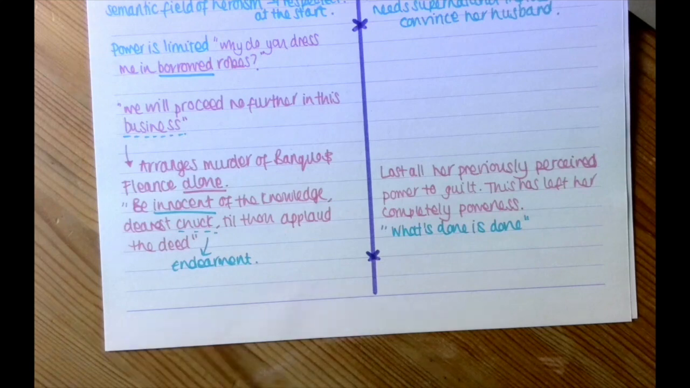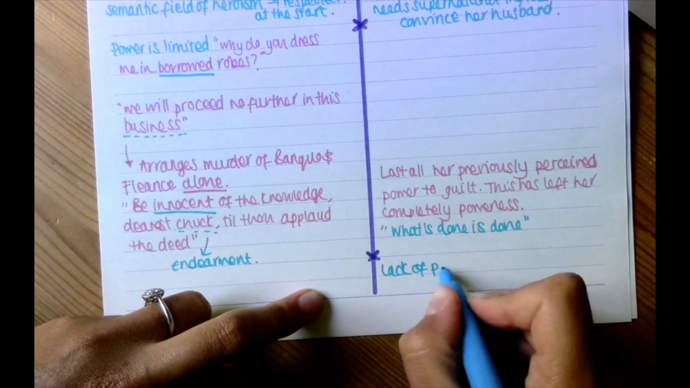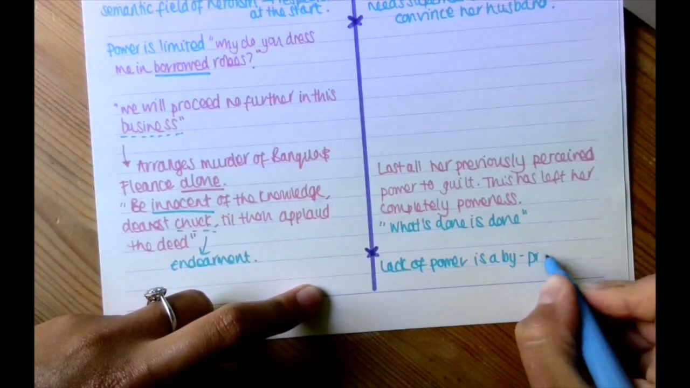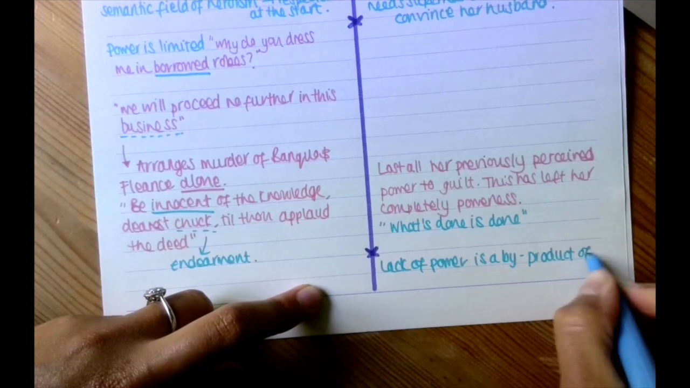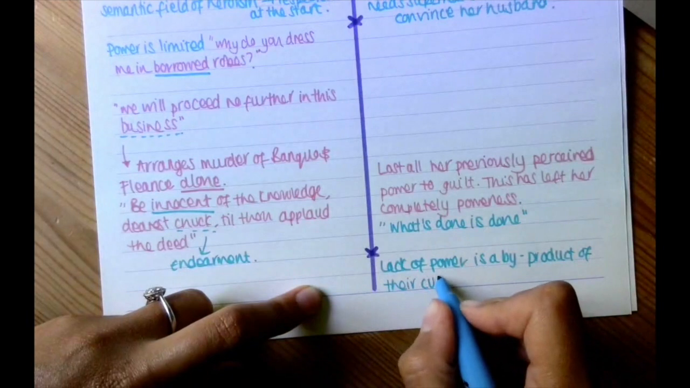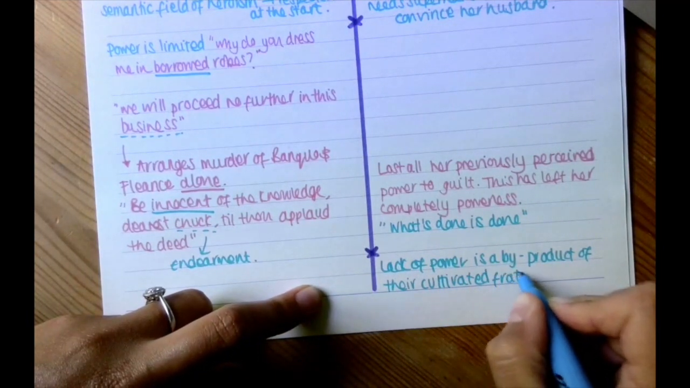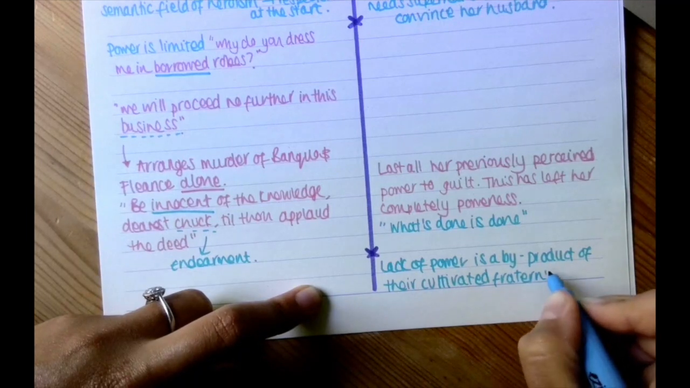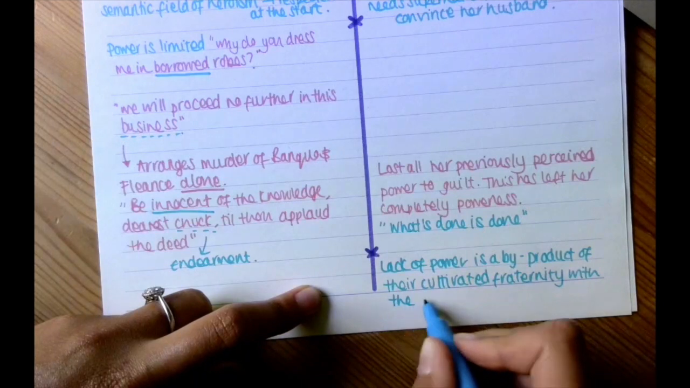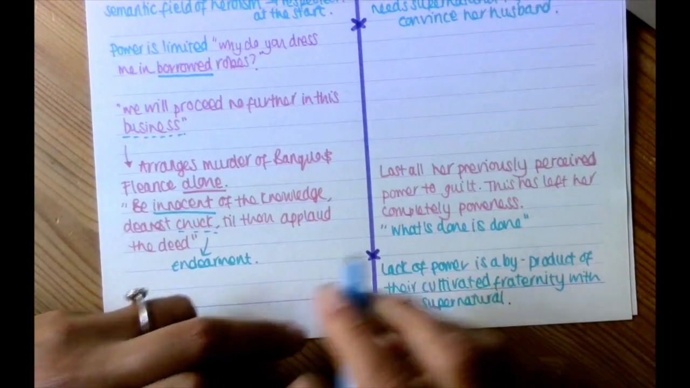Let's write this actually, because it's quite a good point. Their lack of power is a byproduct of their cultivated fraternity with the supernatural. I'm not just going to say the witches, we're just going to say the supernatural at large, okay, because we need to bring the hallucinations into that.